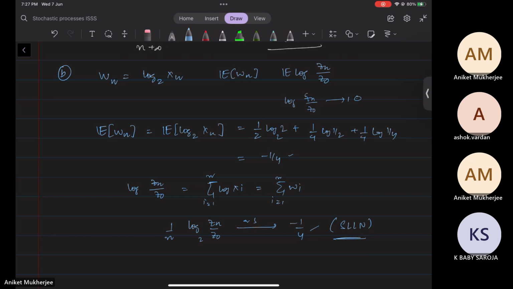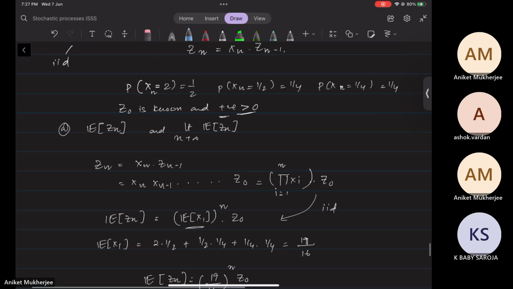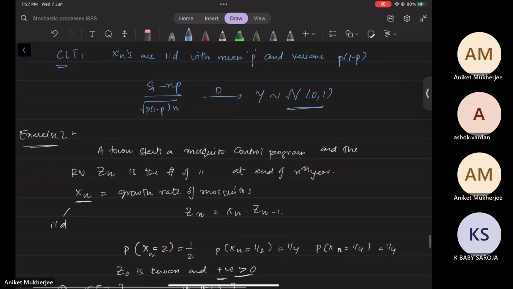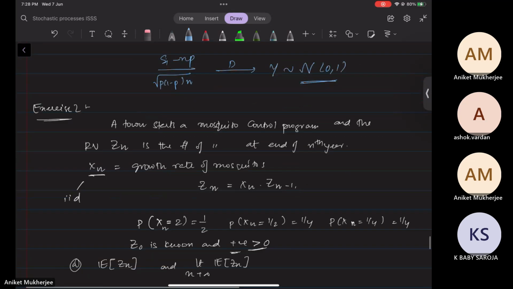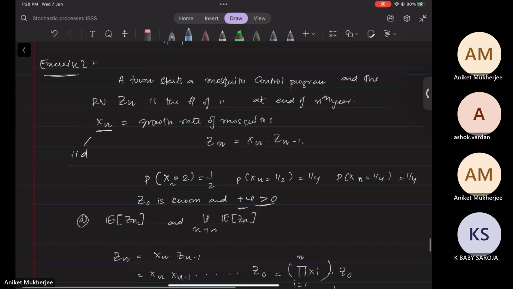So this converges to a negative number. The log of something converges to a negative number. So Zn by Z0 is less than 1. Zn by Z0 being less than 1 says that Zn keeps on decreasing as n increases. So from this you are able to conclude that the mosquito control program is actually working.